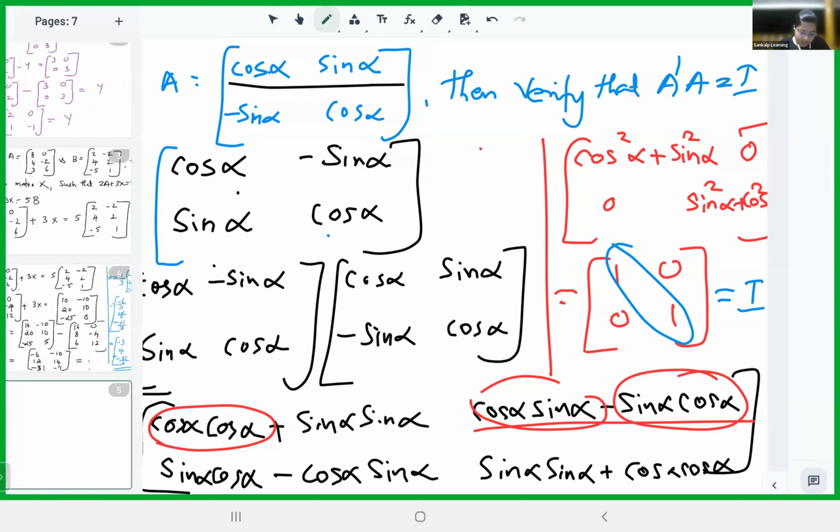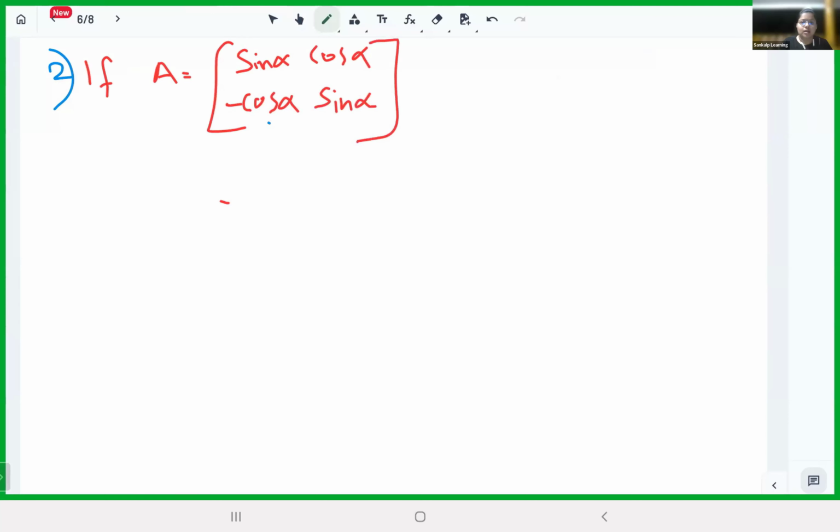Now we are moving on to the second part of the third question. The second part of the third question is, if A is equal to sin alpha cos alpha, then minus cos alpha sin alpha. So this is a different matrix, with the elements sin alpha and cos alpha. Now we have to verify that. The question is saying verify that A transpose A is equal to I.